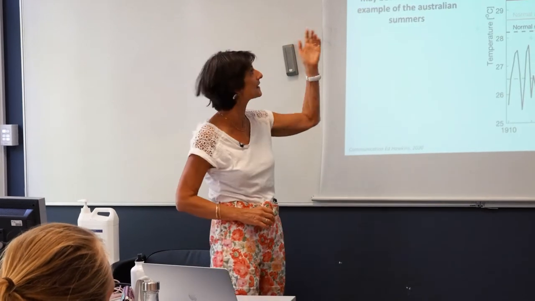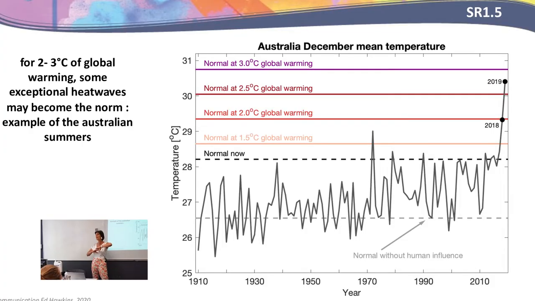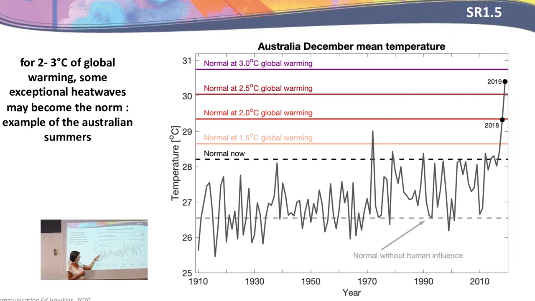So if we look at extreme events, let's take, for example, Australia and the mega fires that were in Australia 2 years ago. And what you see here is the fluctuations of the temperature in December in Australia. So you see that already the temperature from 1910 to today is slowly increasing. And what you see here is the normal temperature at various levels of warming: 1.5 degrees C warming, 2 degrees, 2.5, 3 degrees. And what you see here is the summer of 2018, that was already very, very hot, and the summer of 2019. And the summer of 2019 can become the norm if we reach 2.5 to 3 degrees C of global warming.